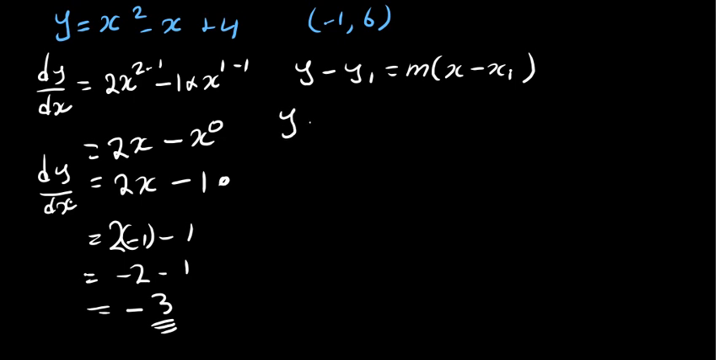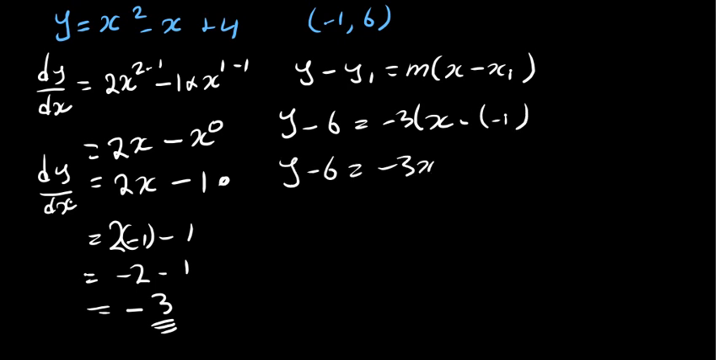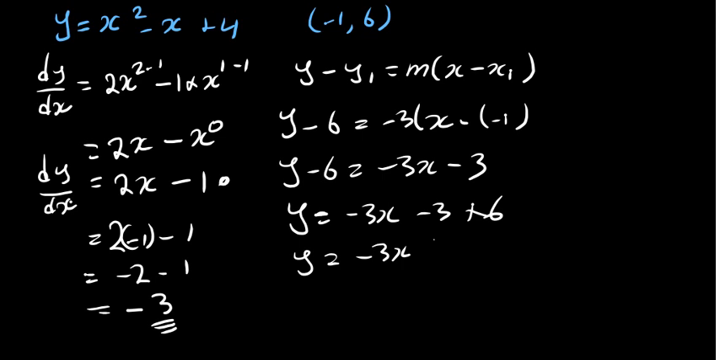So y minus, the value of y is what? It is 6, is equal to m, we have found negative 3, times x minus the value of x, negative 1. We say y minus 6 is equal to minus 3x plus, obviously that is going to give us a minus, because we are going to get a positive 1, meaning that will be minus 3. So your y is going to be minus 3x minus 3 plus 6. Hence y is equal to minus 3x plus 3.